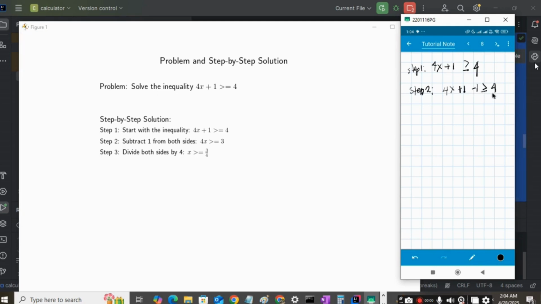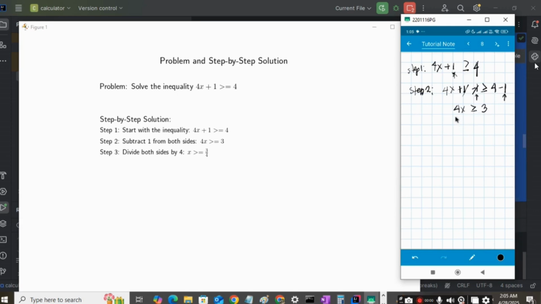So 4 minus 1. Now, again, in order for you to cancel out the 1, you must subtract 1. So that's essentially negative 1 here. Whatever you do on the left side, you must do on the right side also. So this one is 4x less than or equal to 3.